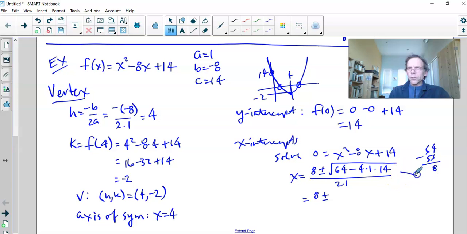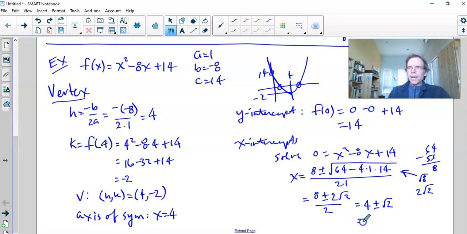So this is really a square root of 8 sitting there, and we know that we could simplify that from our knowledge of radicals to 2 times the square root of 2. So this is 8 plus or minus 2 square root of 2 over 2. Okay? And then we see a common factor here. We can simplify this to 4 plus or minus square root of 2.